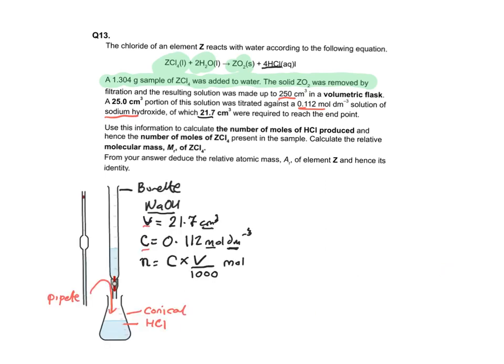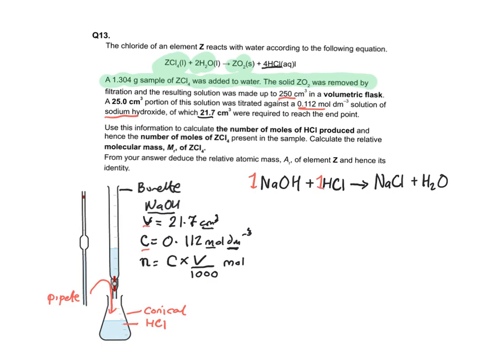So what you need to know next is that the sodium hydroxide is being used to react with the hydrochloric acid. And because we have a standard solution of sodium hydroxide, we can now use that to find the amount or moles of hydrochloric acid, because we know that sodium hydroxide and hydrochloric acid react together in a 1-to-1 ratio to make sodium chloride and water, and the relationship is a 1-to-1 ratio.